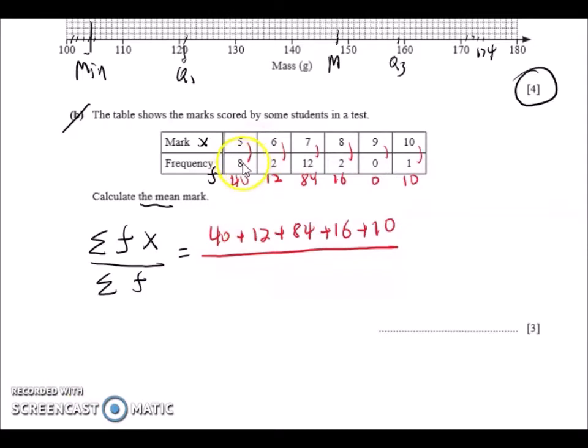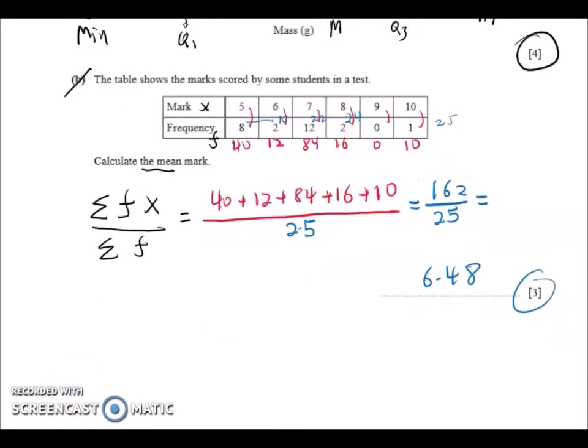So we calculate the frequency here: 10, 10, 22, 24, 0, and 25. So over 25. Let us find the value now. Your total here is 162, divided by 25. Your answer here is 6.48. For this calculation you are getting 3 marks. So that's the end of question 3.